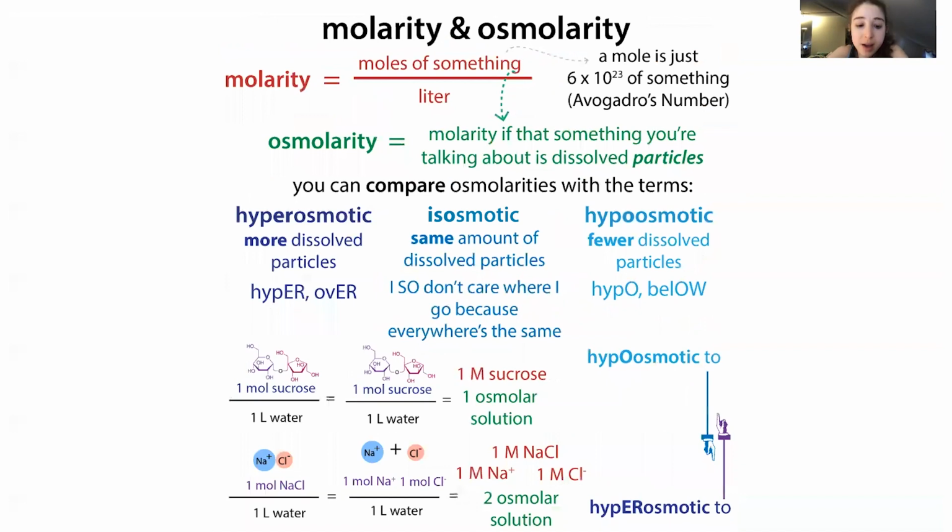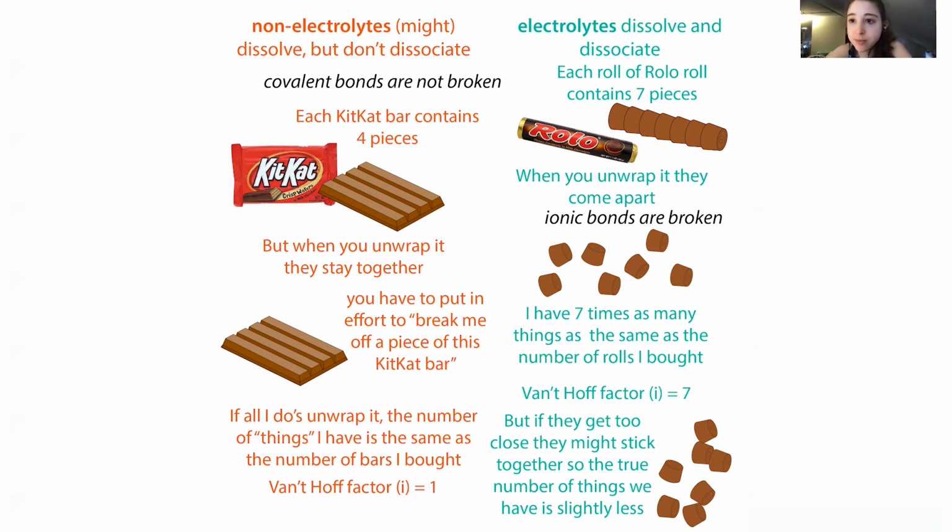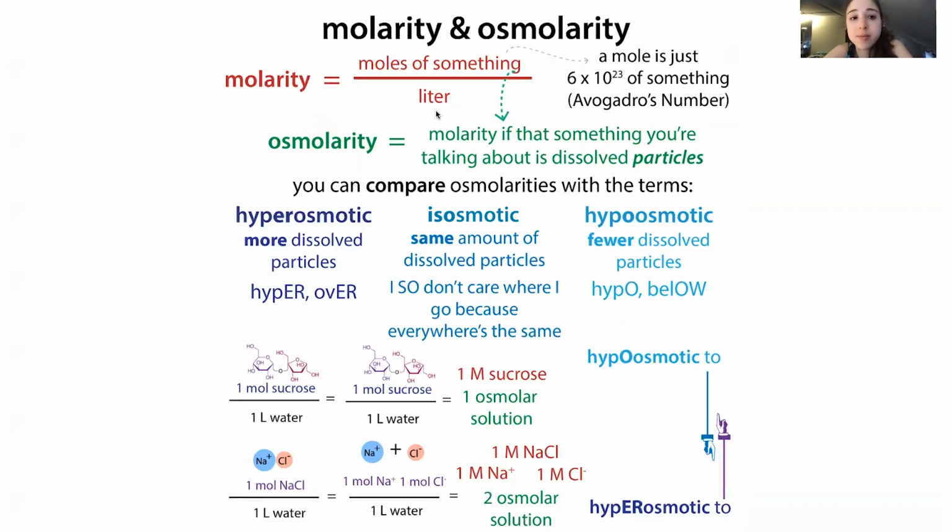But when we're talking about osmolarity here, we're talking about dissolved particles. Instead of a tube of Rolos, if the Rolos then dissociated, so they came apart into the individual Rolo candies, that would be like my osmolarity. And so osmolarity is helpful when we're trying to figure out things like osmotic pressure, which are colligative properties.